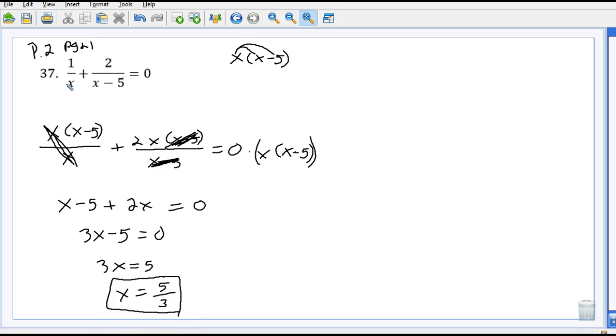Alright, so if you have other ones, you have variables underneath, multiply by whatever the variables are, so that way you can cancel stuff out.